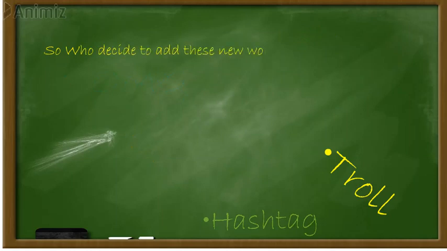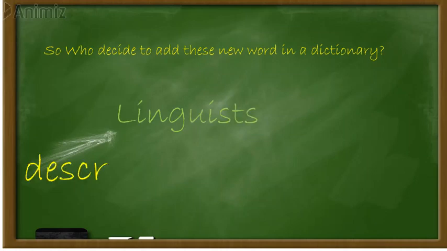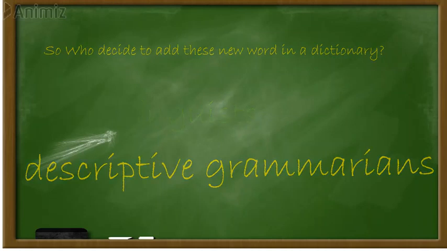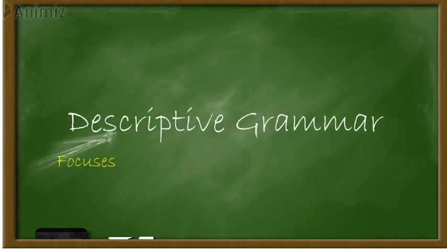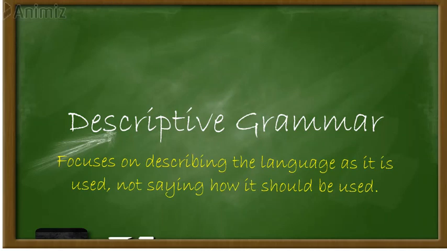So who decides to add these new words to the dictionary? Linguists and descriptive grammarians. Through surveys, they find these new words and then add them to the dictionary. Unlike prescriptive grammar, which tells which word is correct and which one is not, descriptive grammar will tell you how people use the language. So descriptive focuses on describing the language as it is used, not saying how it should be used.